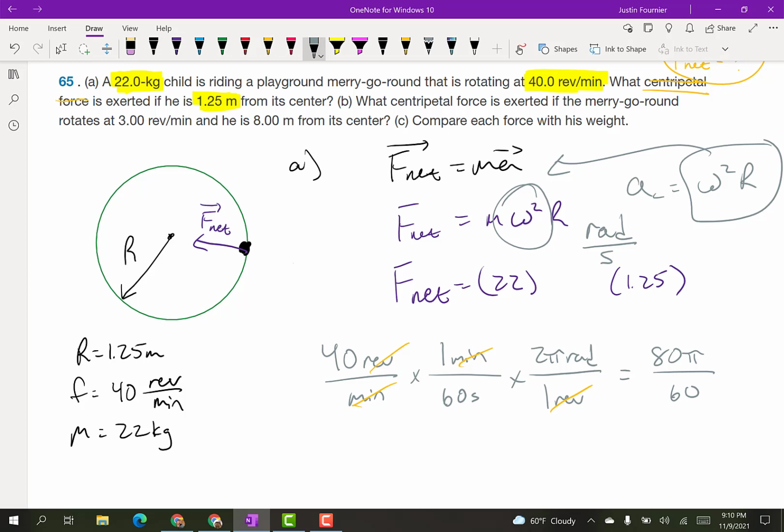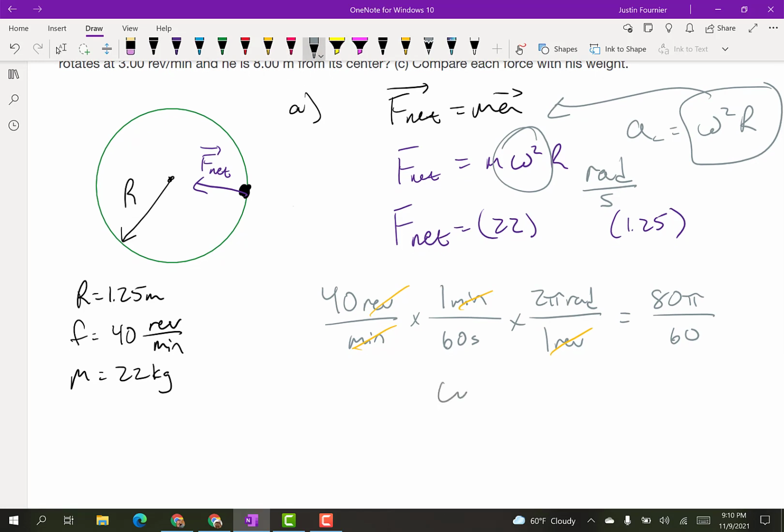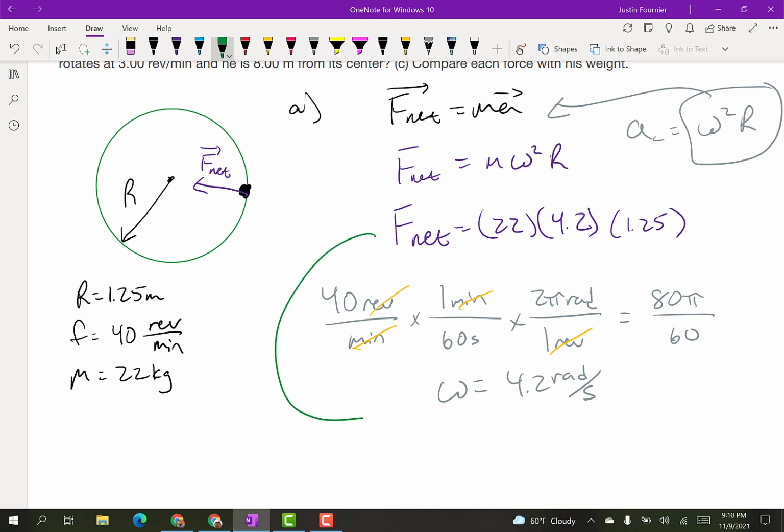I get about 4.2. So that would be my omega, 4.2 radians per second. And then I could plug that in for my omega here. So that's going to be 4.2.